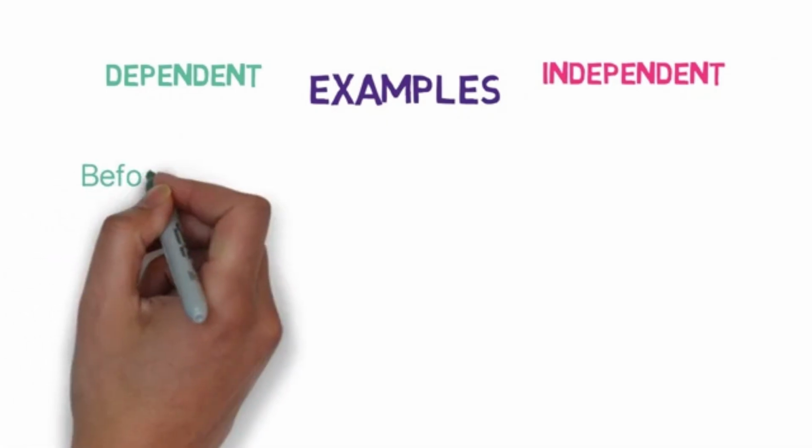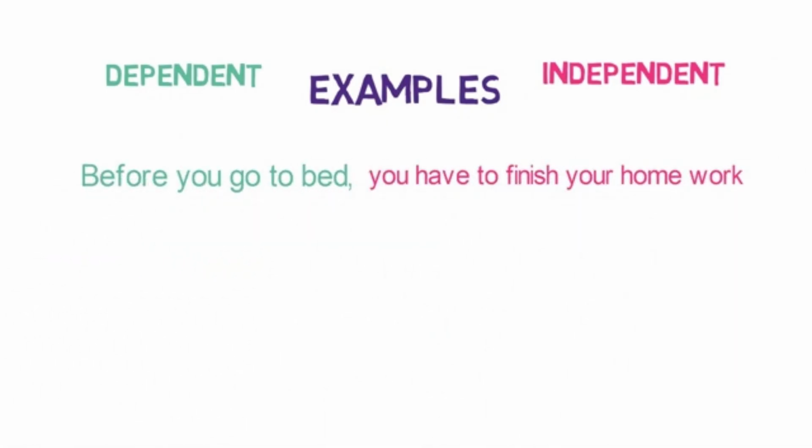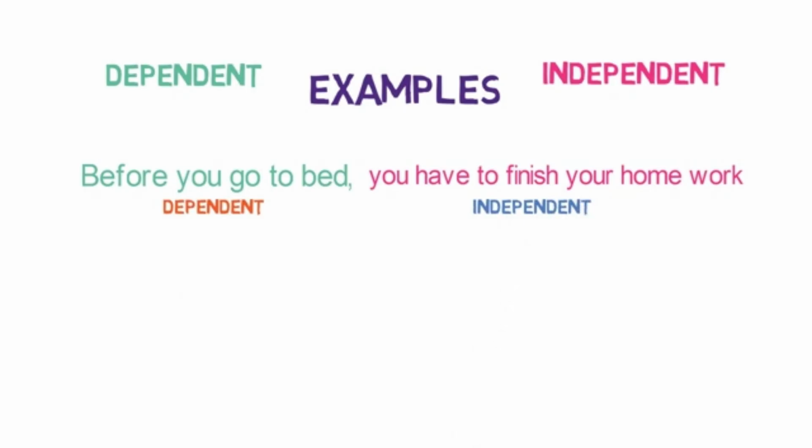First, before you go to bed, you have to finish your homework. Here, before you go to bed cannot be used alone as it won't convey any meaning. So it's a dependent clause. Whereas, you have to finish your homework is an independent clause as it can be used alone. Combining them both will give a complete meaning to a sentence.